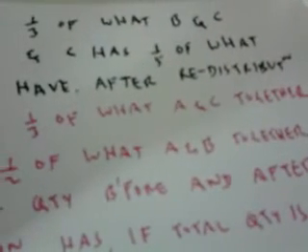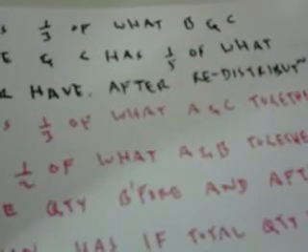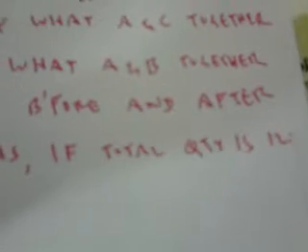That means after redistribution, whatever A and C together have, B has 1/3 of that, and C has half of what A and B together have after redistribution. You have to find the quantity before and after that each person had if the total quantity is 12 units.